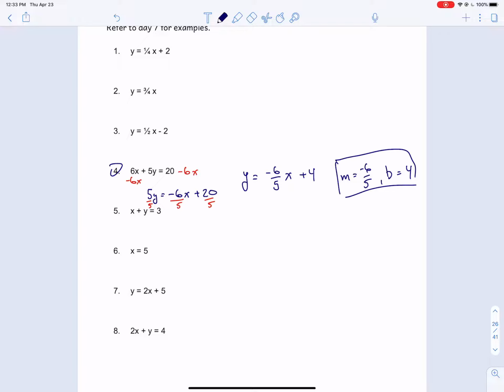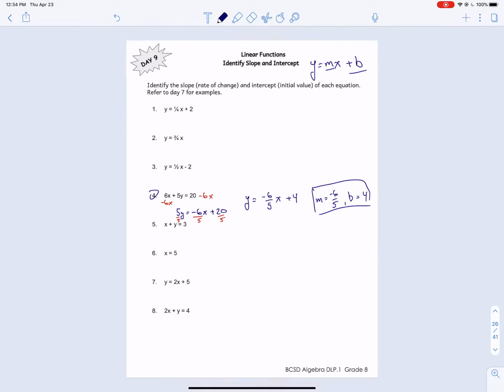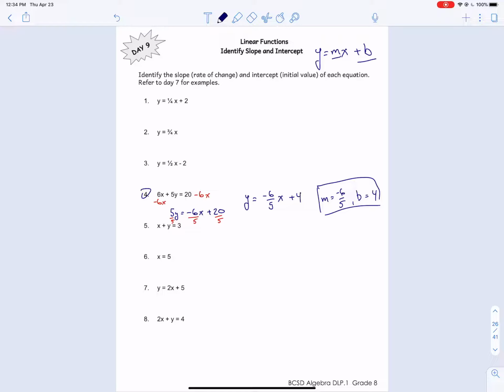So that's it. There's really no way of telling this just by looking at the original equation. So you have to do the work, rearrange it, and then identify those numbers in the equation.